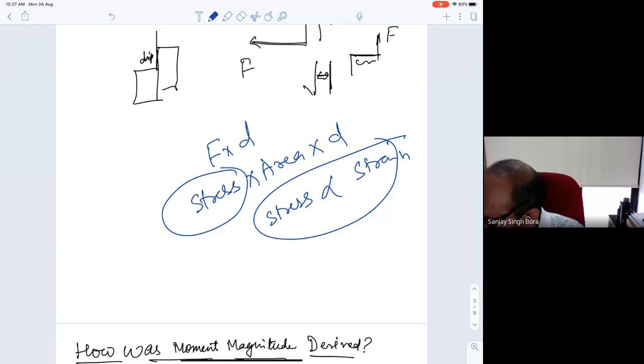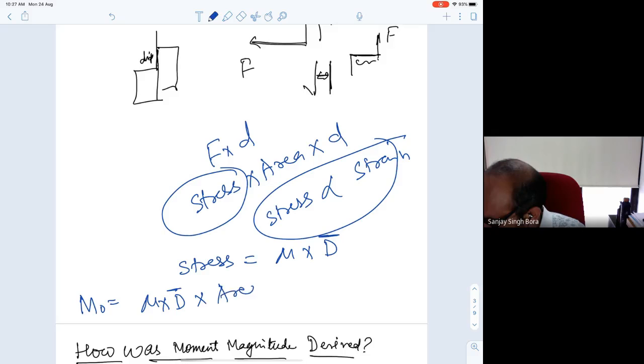So suppose there is some strain. Yes, the stress will be essentially mu into some strain. We can call it D bar, suppose. So you can write your M0 as mu into D bar into area. This was force, this was stress, this was area. So I think that is how you can compute.